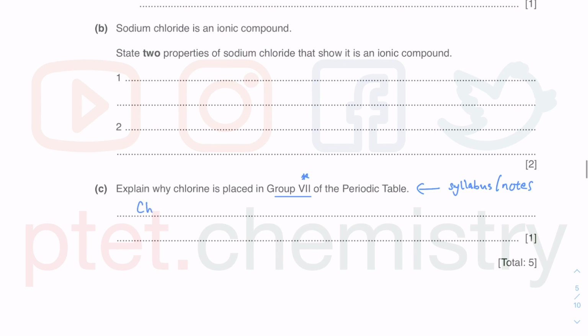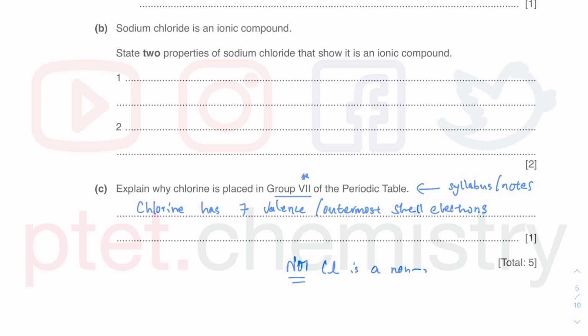So chlorine has 7 outermost shell electrons, or we said chlorine has 7 valence or outermost shell electrons. Just choose either one and you'll be okay with whichever word you decide to use. However, you cannot put down just because it's a non-metal. Not because chlorine is a non-metal.